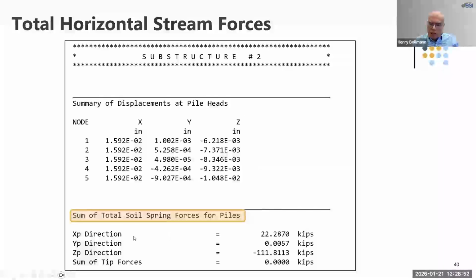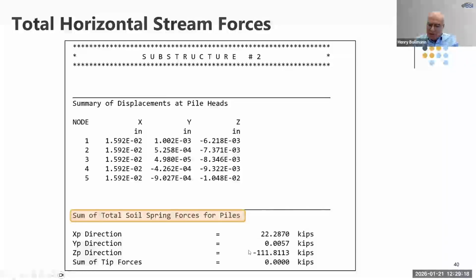We see that in the X direction, we have 22 kips in the soil. Well, I know I applied about 39 kips. So where did the rest of that go? Well, it went up and into the superstructure. That was the purpose of this demonstration, is to show in the bridge model that this very conveniently gives us that.